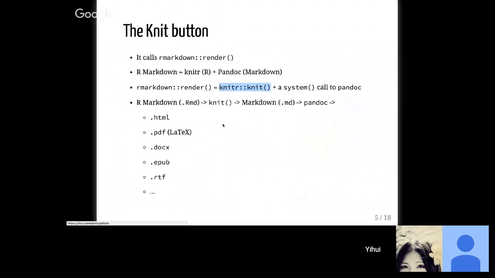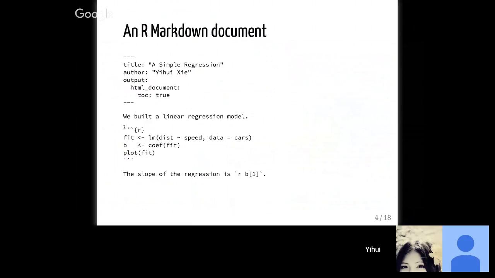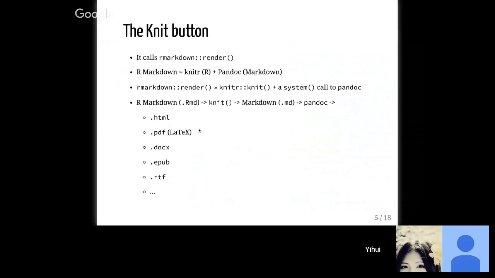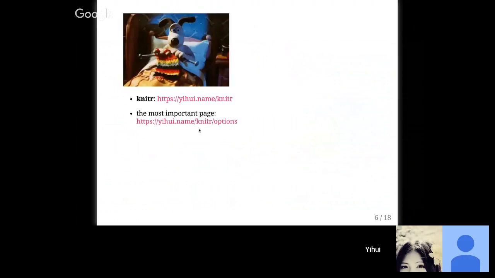Actually, I didn't mention chunk options in the first example. Inside the curly braces, you can write some chunk options to decide the behavior of these code chunks. For example, you can add a chunk option here, echo equals false. That basically means you want to hide the source code in the output document. I will show you examples in a minute. So basically, there are chunk options that you can use in the chunk header inside the curly braces.